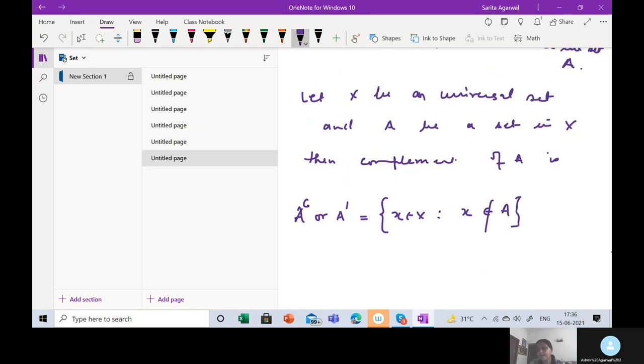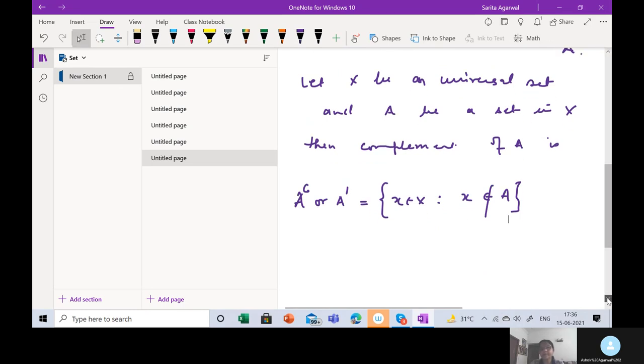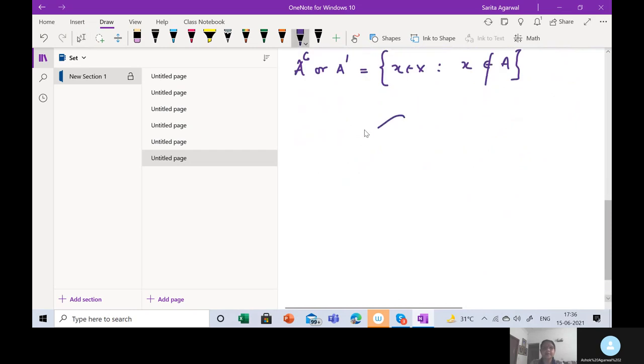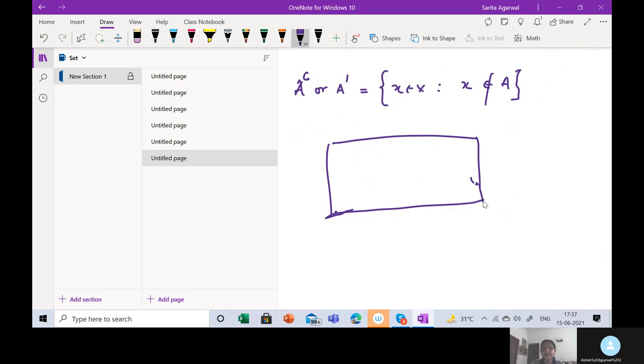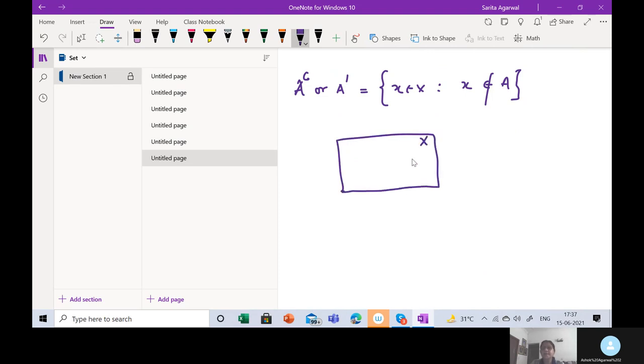That means if I choose a Venn diagram, right? X is a universal set, A is here, and this area is A complement. Then the number of the elements in A is the number of the elements in the universe minus the number of the elements in A complement.